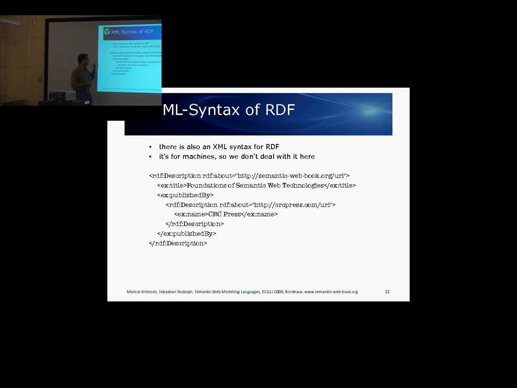Now, if I have to represent another statement which talks about who is the publisher of that book, and again I have to use a URI in that case, then it becomes a nested element over here. So I represent that there is a property called published by, and it actually refers to this particular URI.